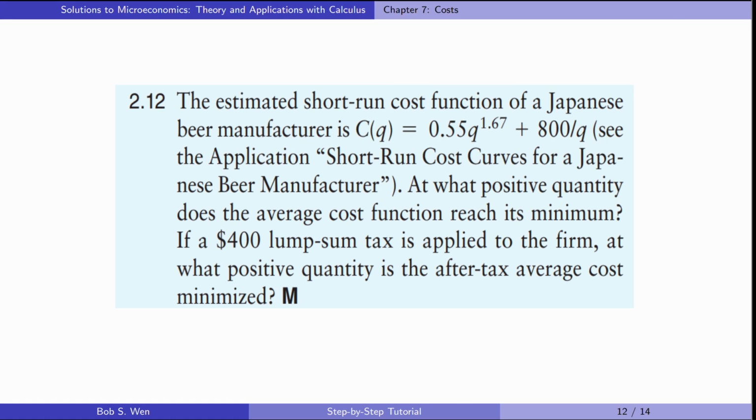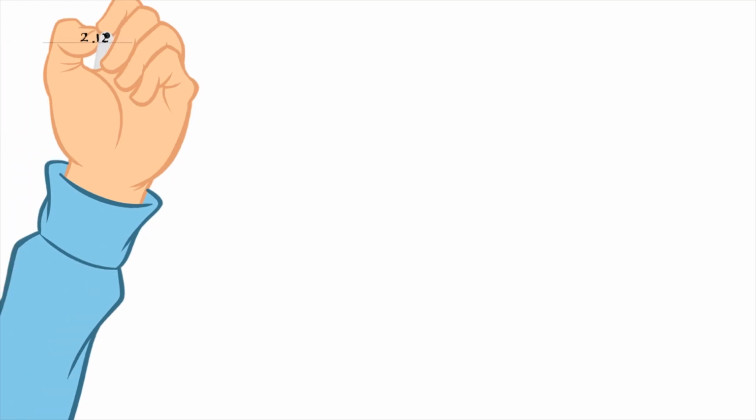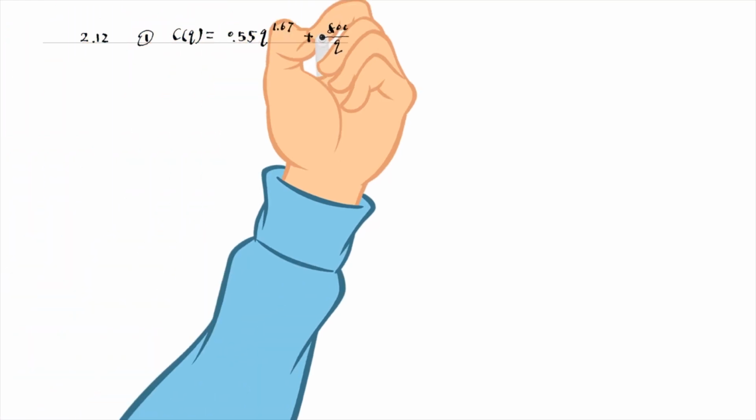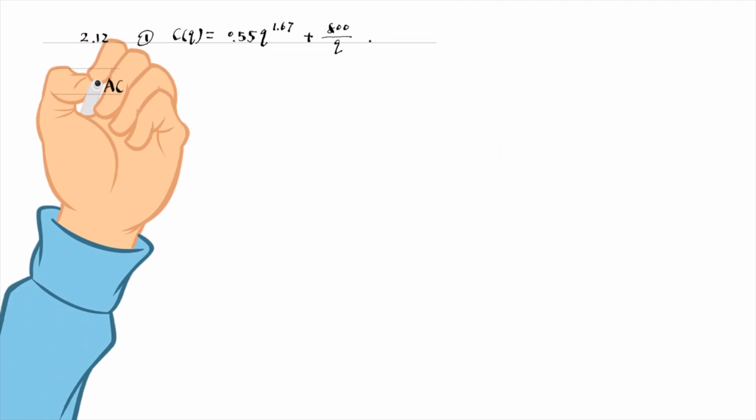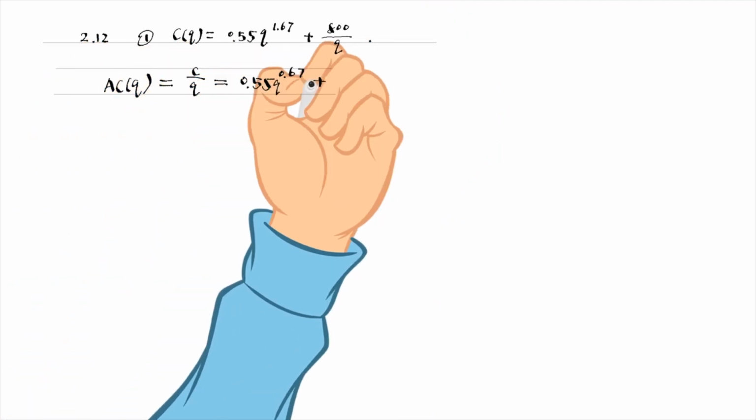Let's find answers to exercise 2.12. We have the estimated short-run cost function of a Japanese beer manufacturer. At what positive quantity does the average cost function reach its minimum? If a $400 lump sum tax is applied to the firm, at what positive quantity is the after-tax average cost minimized? In the first step, we derive the average cost function and the marginal cost function from the total cost function.